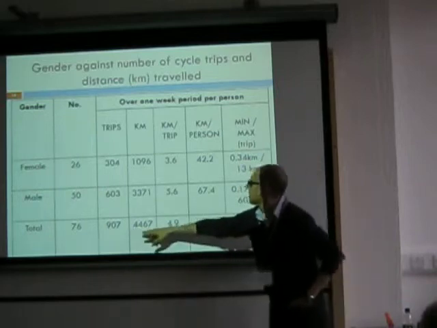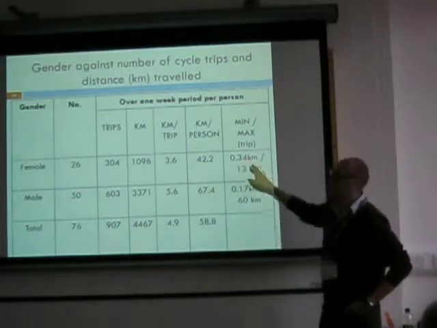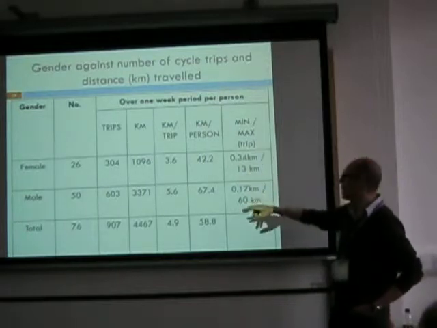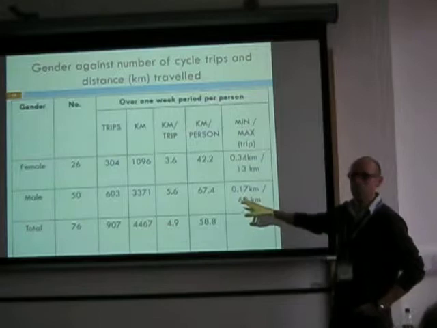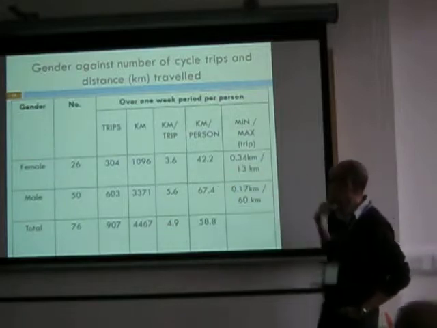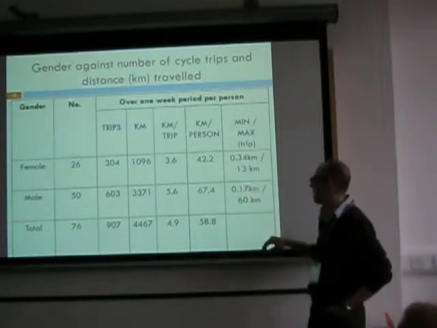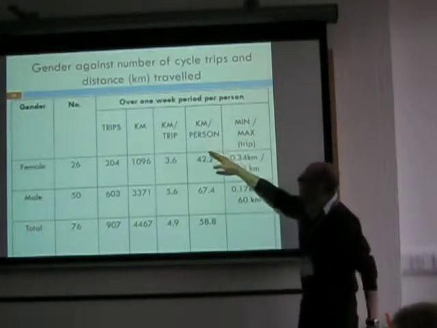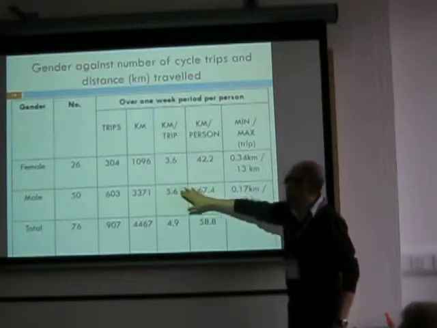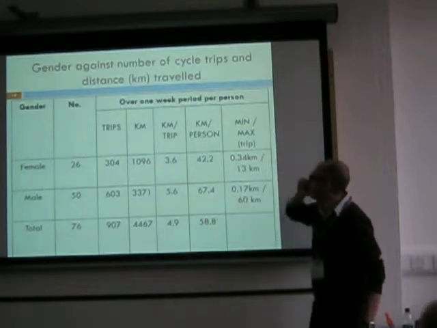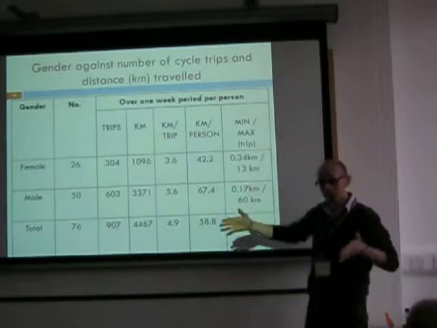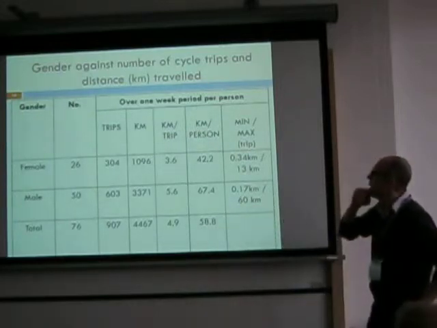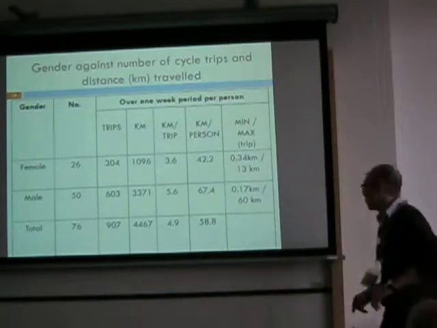So we have 907 trips. There is an issue about what is a trip, and it ranges from 300 meters all the way to 13 kilometers for women, and up to 60 kilometers for men. It's 60 kilometers one way and then going back. So this is an outlier, obviously, someone showing off because we were collecting the data. The average kilometers per trip is 3.6, and 5.6 for men, which is longer. And kilometers per person over the week period that we tracked them is, again, more for men than for women.